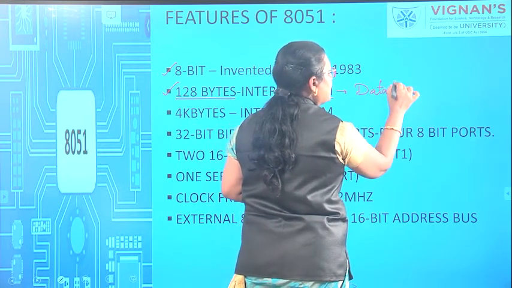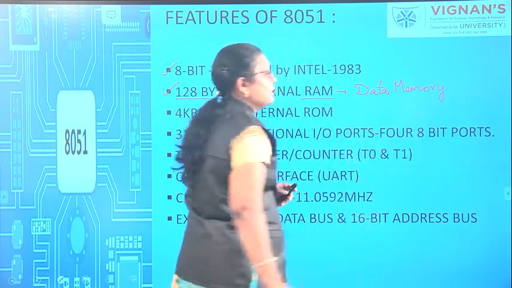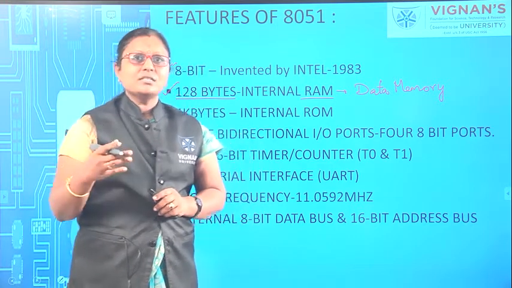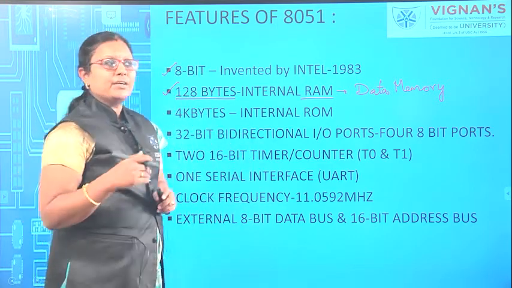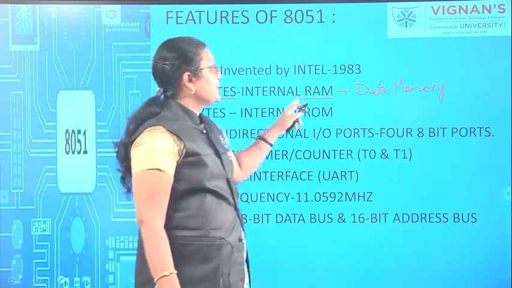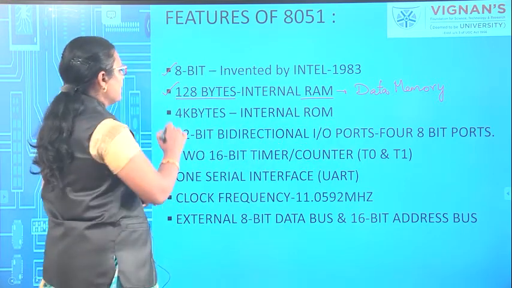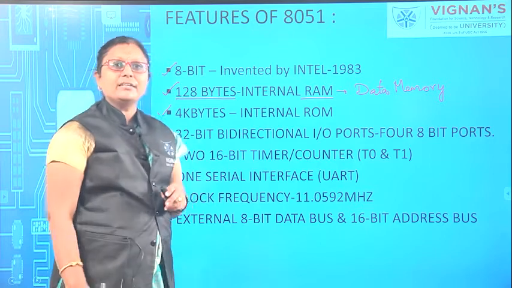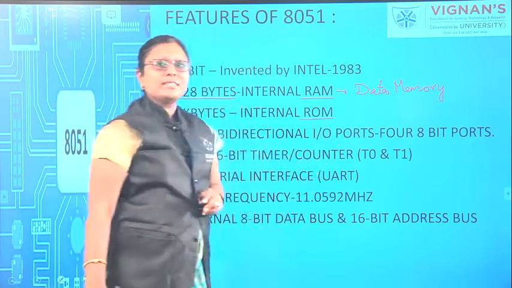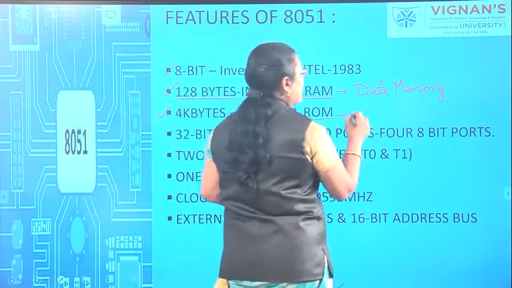Because the data which comes in as input to be processed has to be stored temporarily, and it has to be erased whenever required. That's why we use random access memory as the data memory over here. And in the next case, we have 4 kilobytes of internal ROM. ROM is nothing but read only memory, and it is used as the program memory over here.